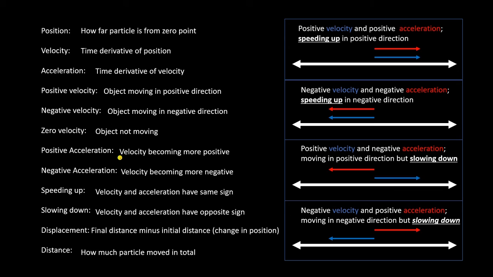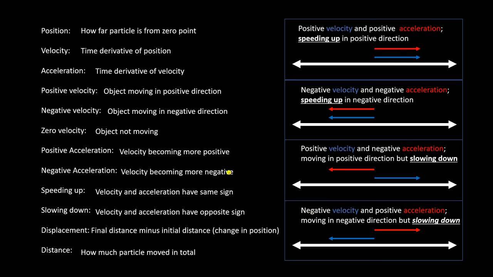When the acceleration is positive, the velocity is becoming more positive. And when it's negative, the velocity is becoming more negative. A positive acceleration does not mean it is speeding up. If the particle has a negative velocity, a positive acceleration would make the velocity less negative, so it would become closer to 0, so it would be slowing down.